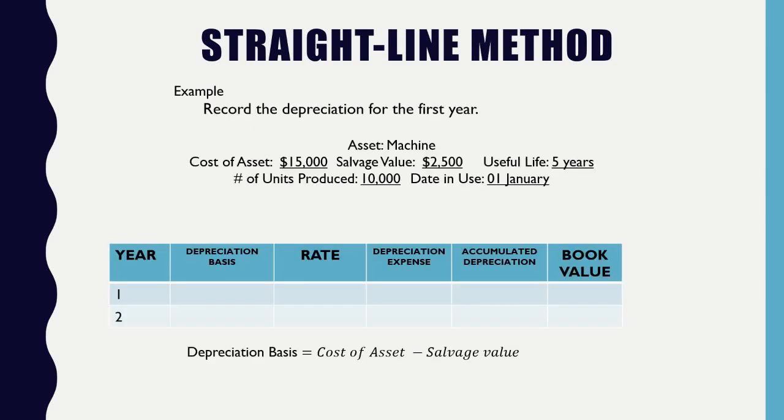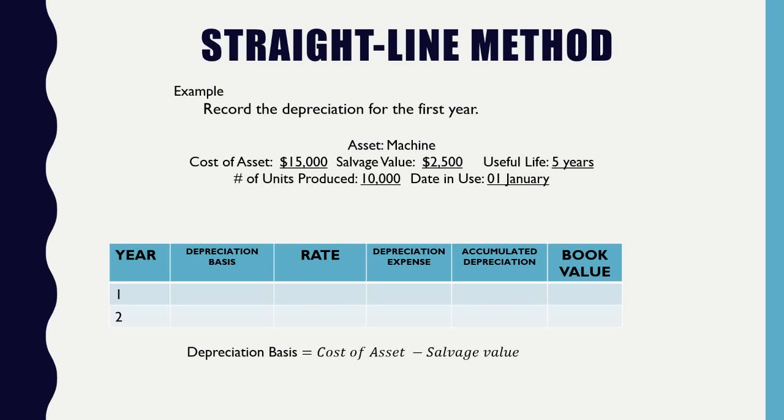Okay, so let's go ahead and do the example here. Example number 1, right? Record the depreciation for the first year. All right, so we have a machine. Its asset cost is $15,000. Salvage value is $2,500. Useful life is 5 years, and the number of units it can produce is 10,000. And the date that we place it into service is January 1st. Now, again, we don't care about how much the item can produce. We care about its useful life and when you placed it into service.